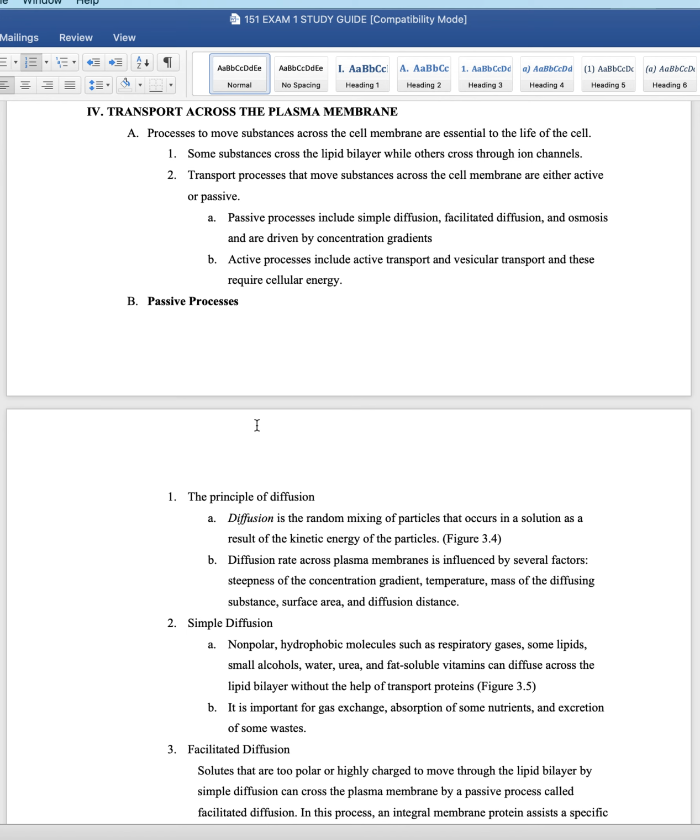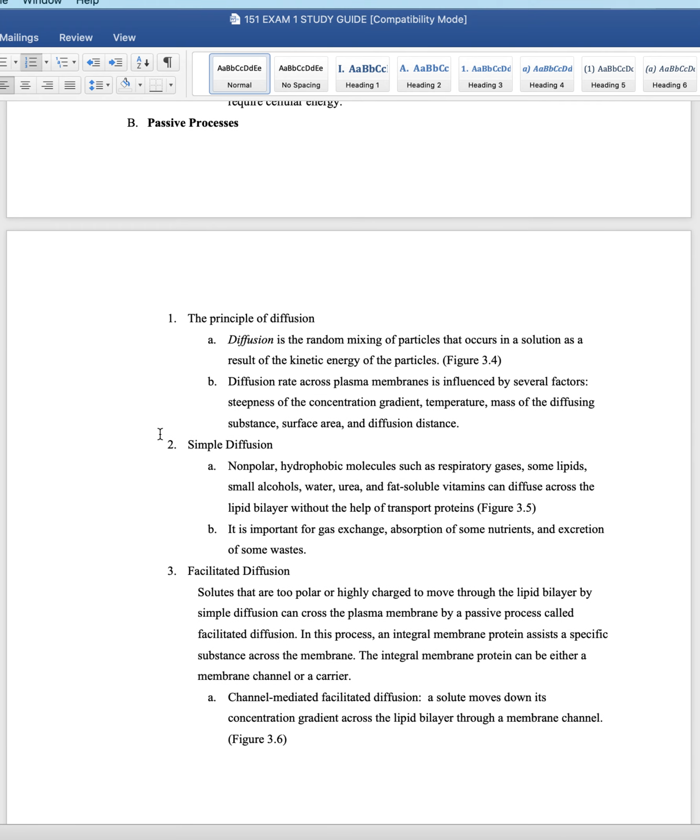So diffusion is the process by which particles are going to bounce off of each other in solution until eventually we end up reaching equilibrium, right? Simple diffusion happens with things like gas exchange, water exchange, etc. So we have the ability for certain things to go right on through the membrane.